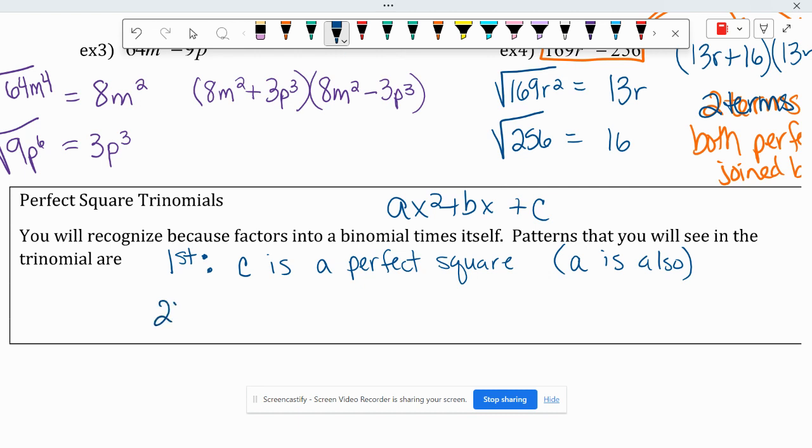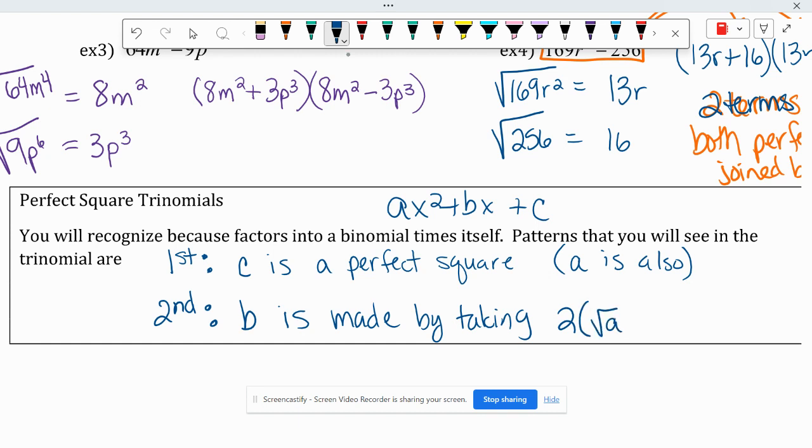The other thing is, let's talk about the B term, that middle term B. B is made by taking 2 times the square root of whatever A is, typically an x squared, times the square root of your C term. That's how you recognize those. Okay.